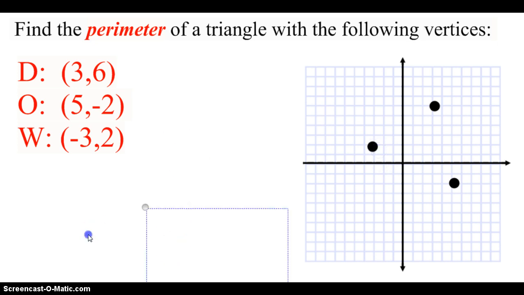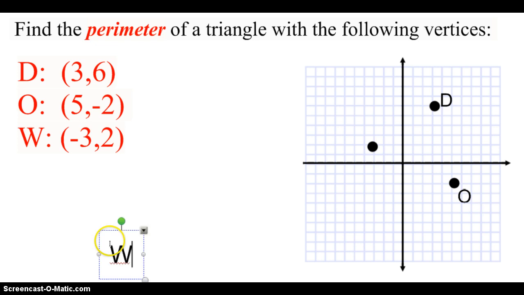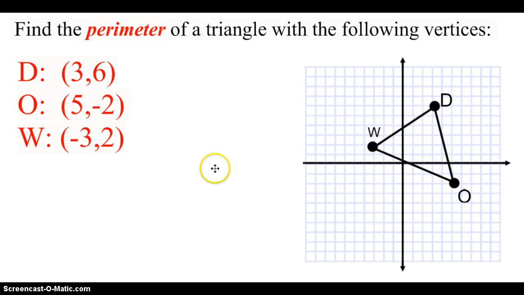So I'm going to label these. If I can find somewhere to write D, O, and W. And if you can remember perimeter, if I make this a triangle, perimeter is simply around the outside, around the outside, around the outside. So all I need to do is find the lengths of each side, DO, OW, and WD.